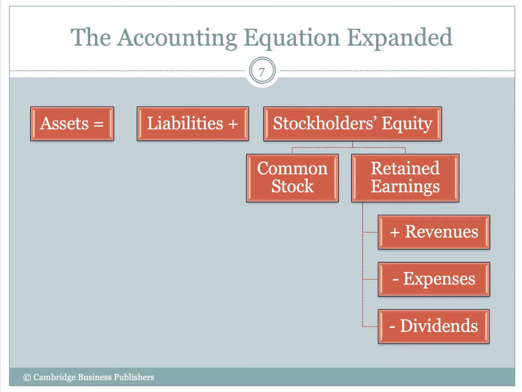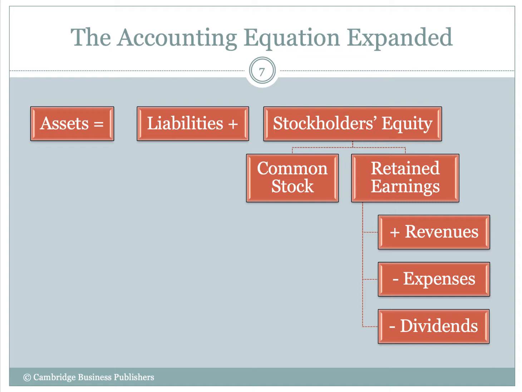Okay. So here's the expanded accounting equation. Notice at the top we still have assets equal liabilities plus owner's equity or stockholders' equity. Owner's equity, stockholders' equity, it's the same thing. They're just synonyms for each other. But notice how we break down stockholders' equity. Stockholders' equity is broken down into two main accounts: common stock and retained earnings. Retained earnings is broken down into three accounts: revenues, expenses, and dividends.